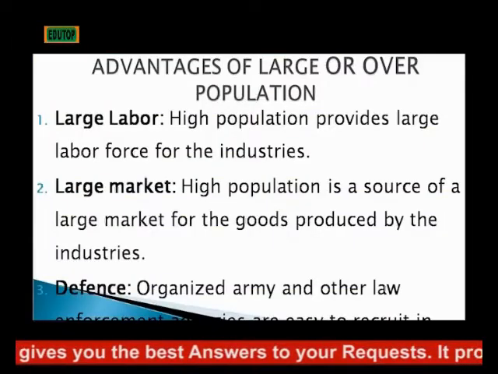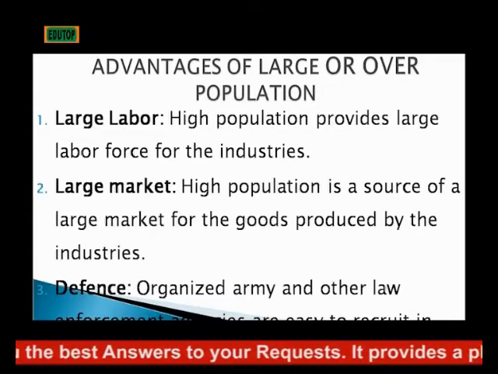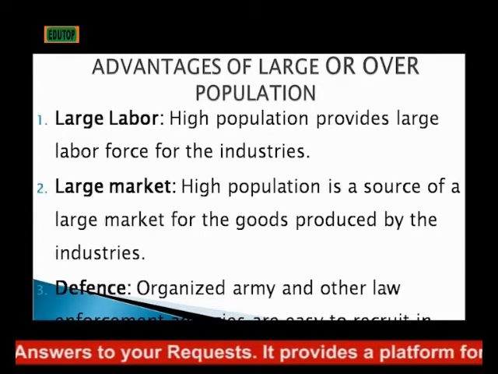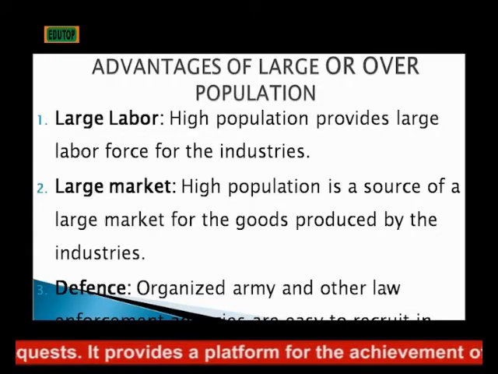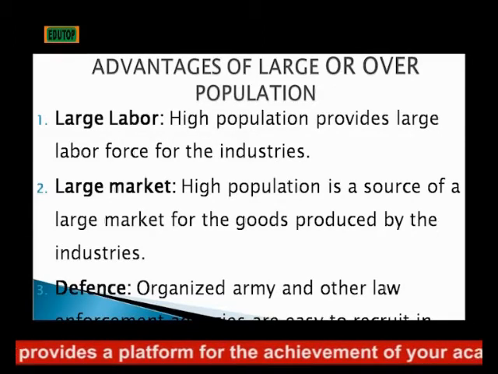Number one, we have large labor. High population usually provides a large labor force for the industry. There will be more hands to provide labor services in such society.